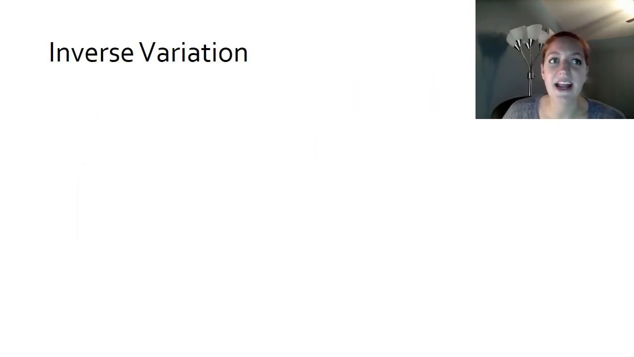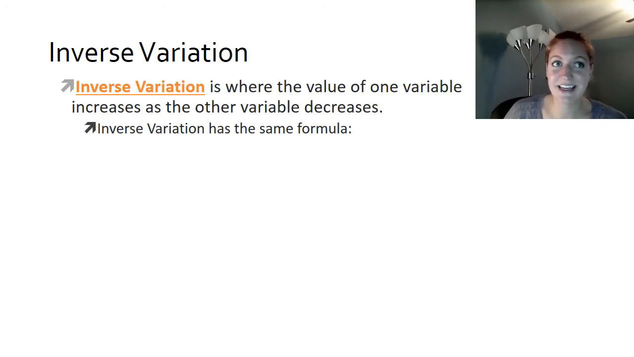We are now at inverse variation. So inverse variation is going to be your second variation type, okay? There's only 3. And I think I almost held up 4 fingers there, but there's only 3.